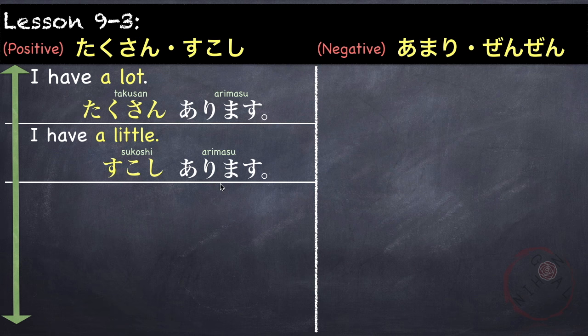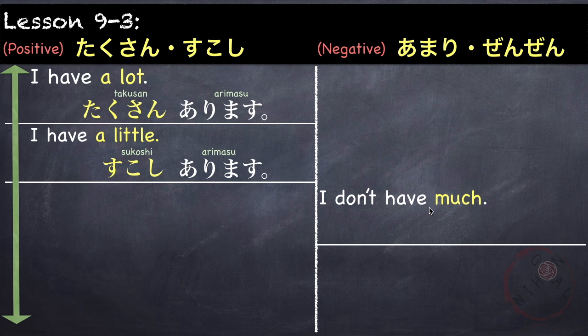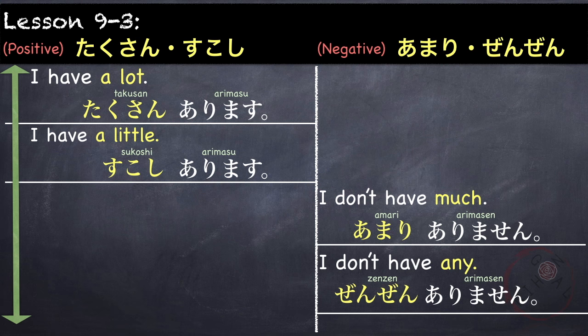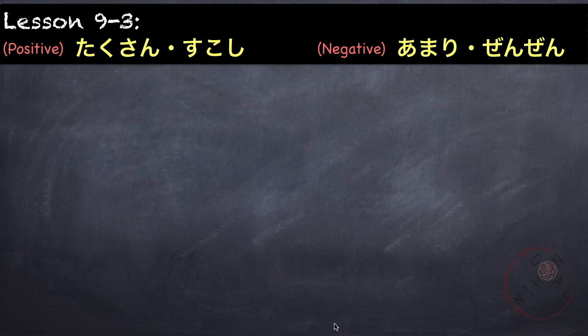Next are the adverbs for the negative form of arimasu, which is arimasen. For example, I don't have much. Using amari, we say amari. And the negative form of arimasu is arimasen. Amari arimasen. I don't have much. To say I don't have any or I don't have anything at all, we use 全然 followed by ありません。全然ありません。I don't have any.